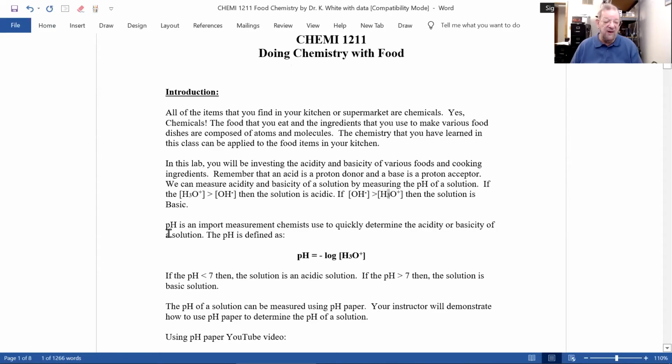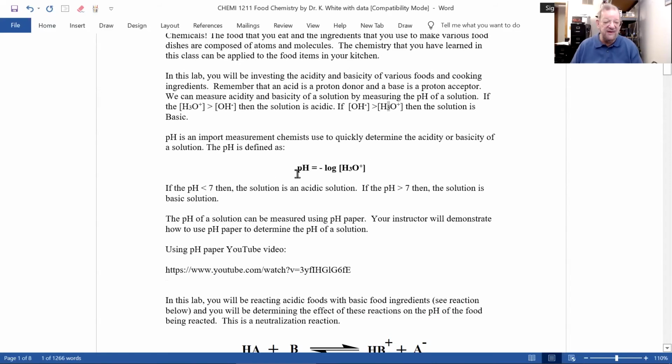And pH, remember that small p, capital H, is an important measurement chemists use to determine the acidity or basicity of a solution. The pH is defined as minus the log of the hydronium ion concentration. If the pH is less than 7, it's acidic. If the pH is greater than 7, it's basic. And if the pH is equal to 7, it's neutral.